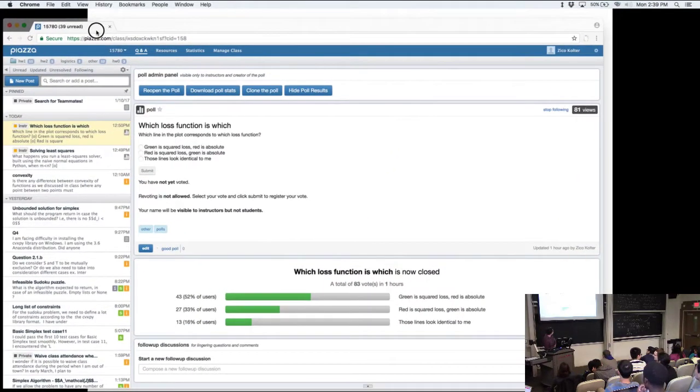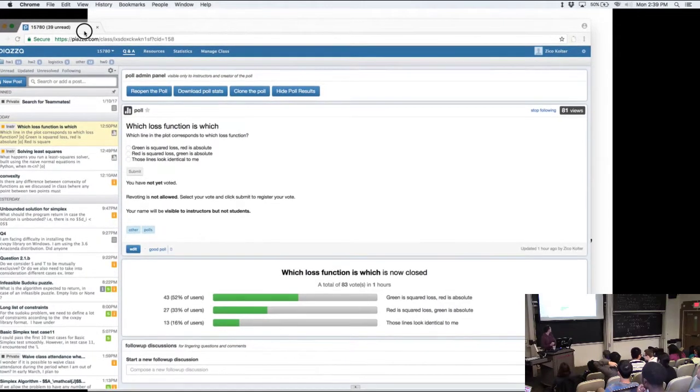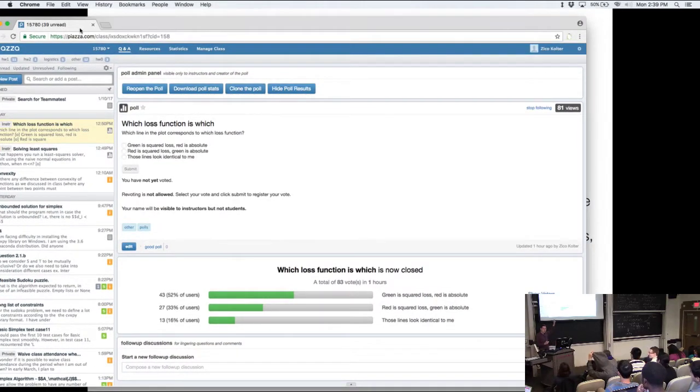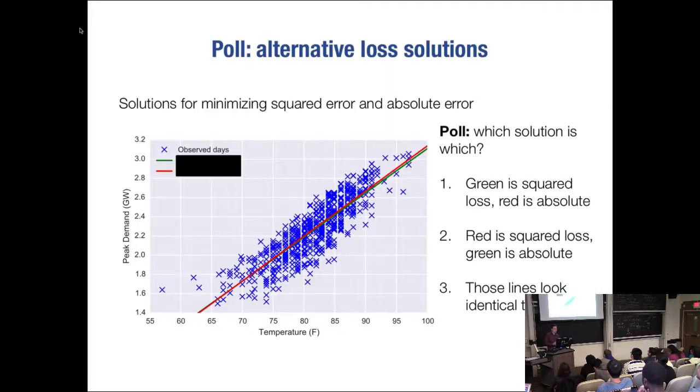Oh, again, a nice distribution around the correct answer, but with some weight on the other ones. And C is a perfectly good answer as well. The lines could look identical. It's actually sort of an important point that they look very similar in a lot of cases. But indeed, the green one is the squared loss, and the red one's the absolute loss. And you actually can tell that from this figure.